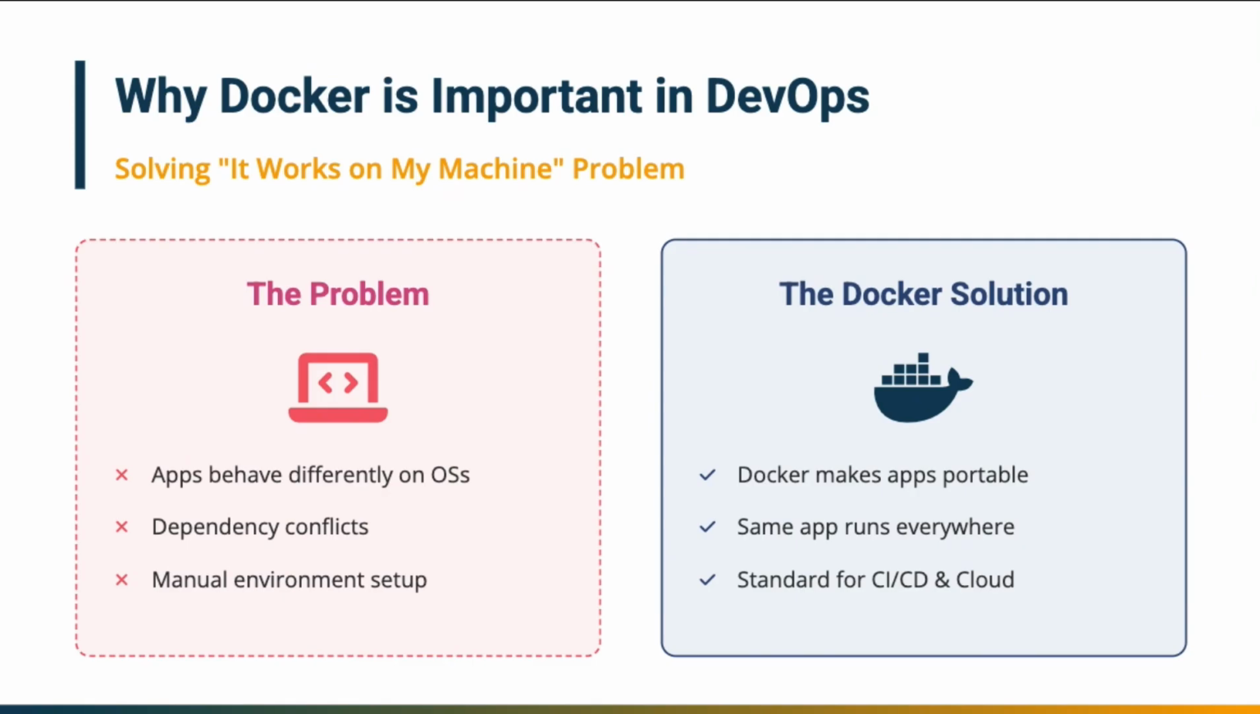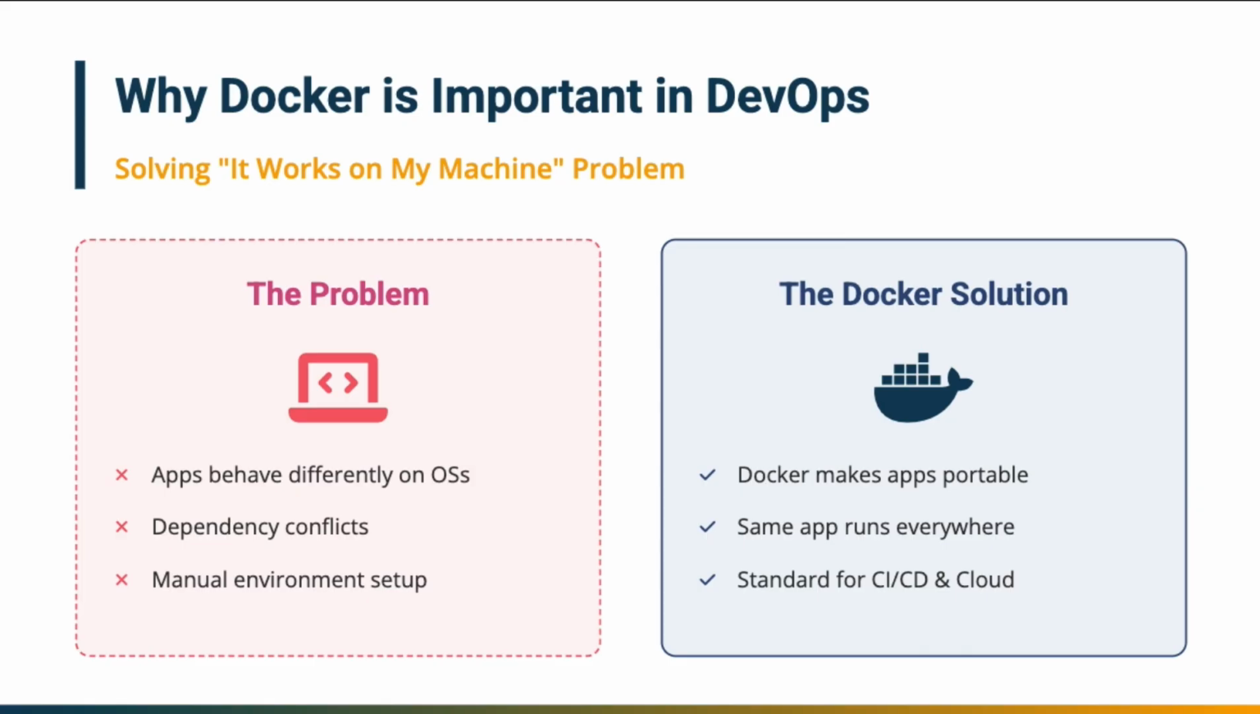So why is Docker such a big deal in DevOps? It all comes down to solving the classic "it works on my machine" problem. Before Docker, we constantly struggled with dependency conflicts and applications behaving differently across environments. This was a massive time sink. Docker solved this by making applications truly portable. It packages everything needed to run the application, code, runtime, and libraries, into one standardized unit. This means the exact same application runs everywhere, from the developer's laptop to the production cloud. That makes it standard for CI/CD.